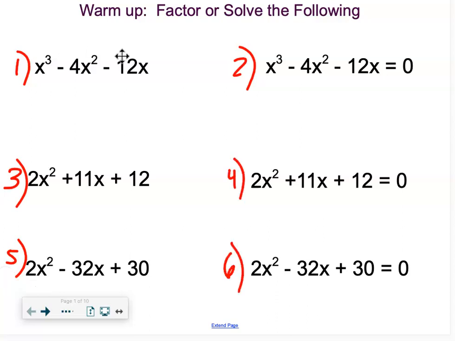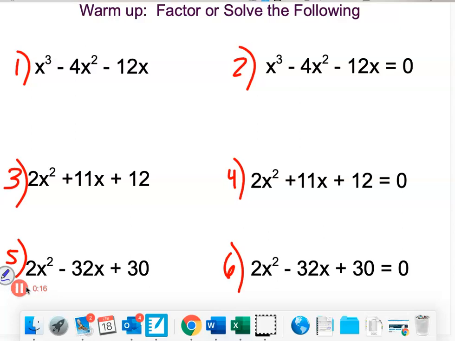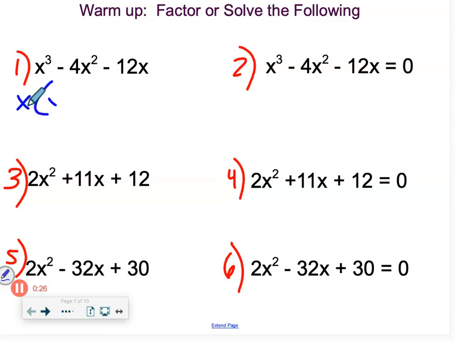All right, begin. The first one, there is something in common to every term. What's in common to every term? X. We call that the GCF, the greatest common factor. So we write that in front, and then we divide each term by X. What we're left with is that.